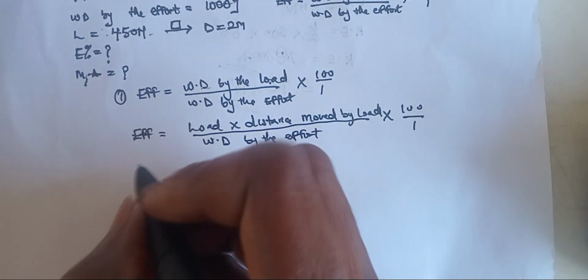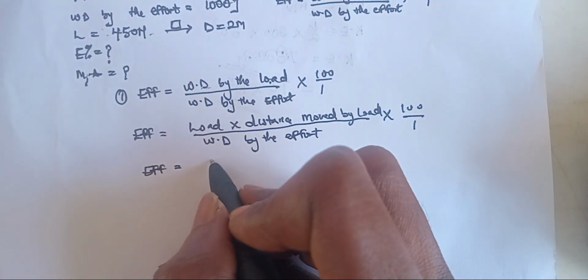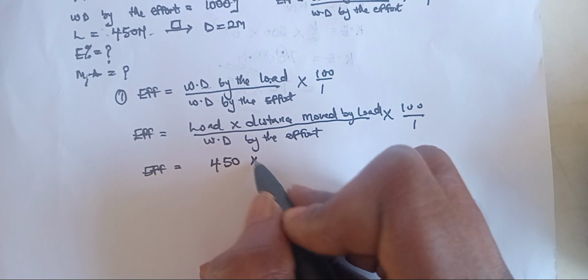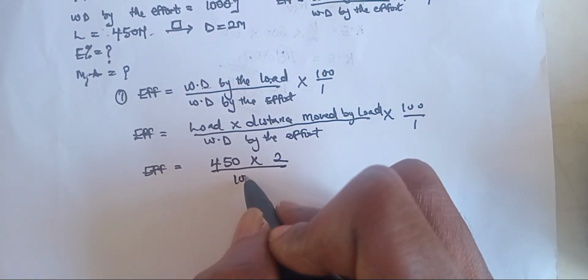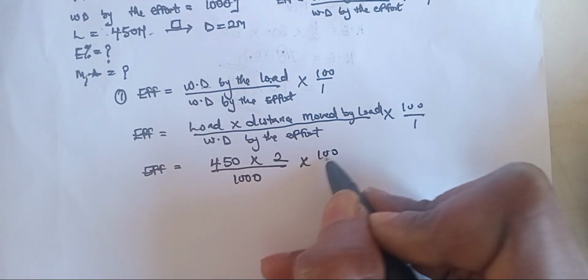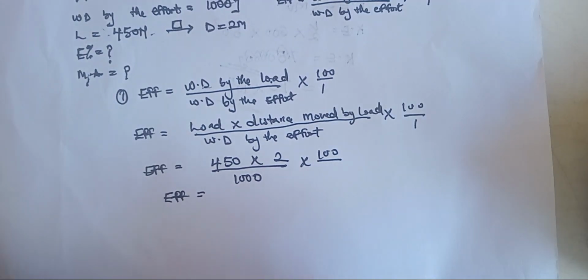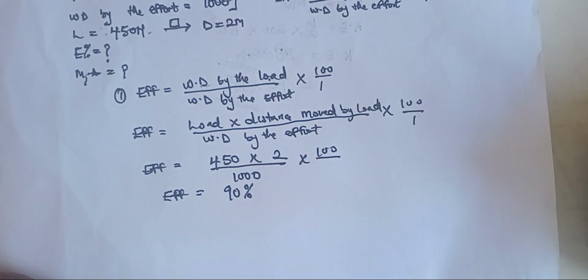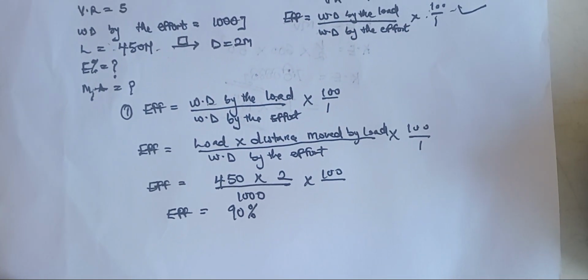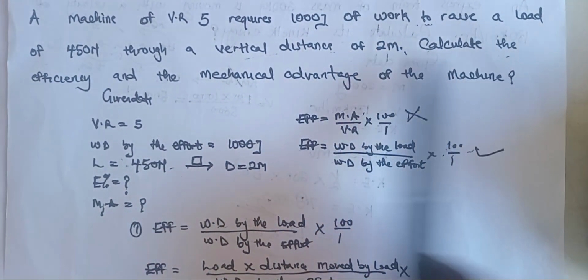So now we input the parameters that we are given. Load is 450 and distance is 2. The work done by the effort is 1000 joules, multiplied by 100 upon 1. If you multiply everything together, we are going to have 90% efficiency. This is for the first part, the efficiency they asked us to calculate.